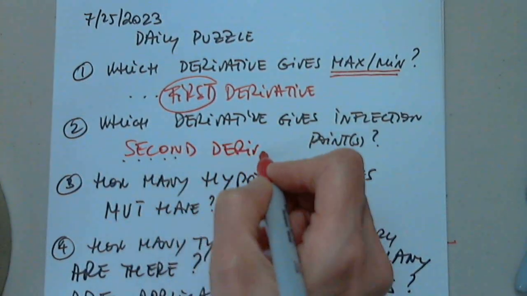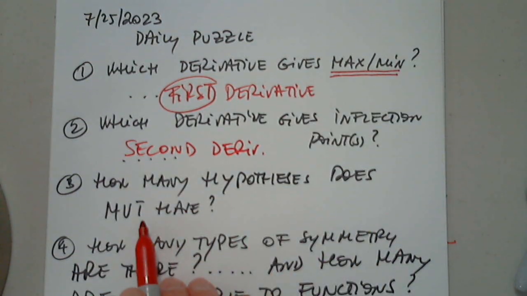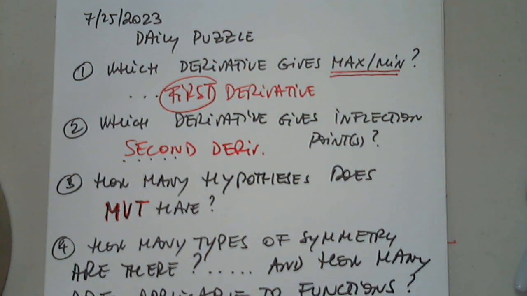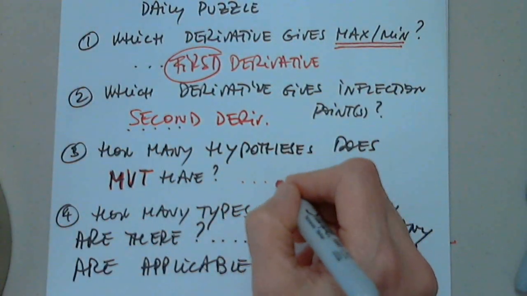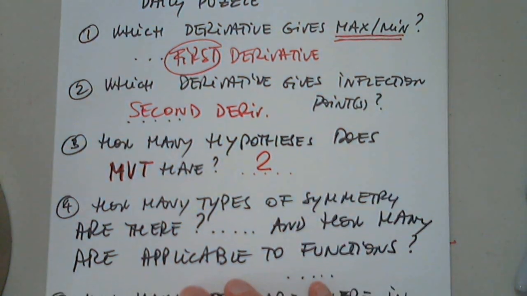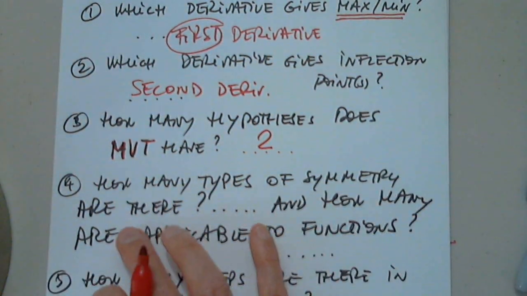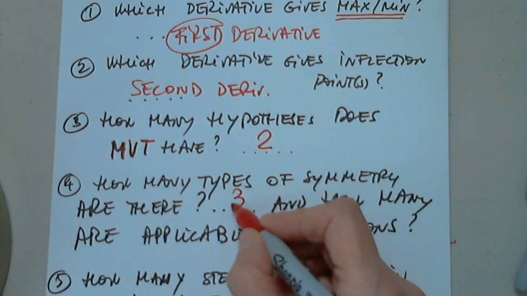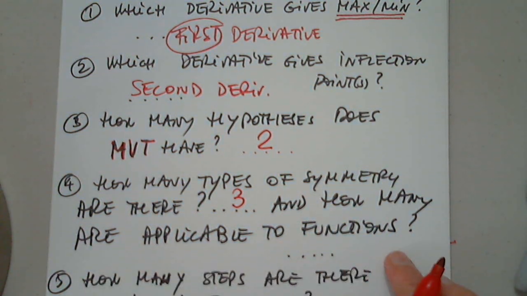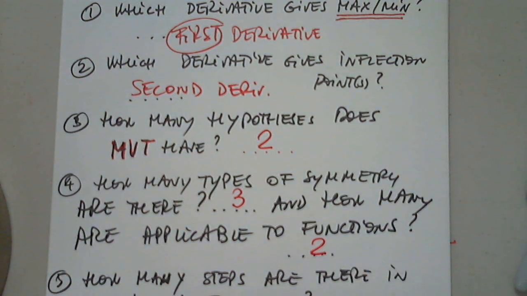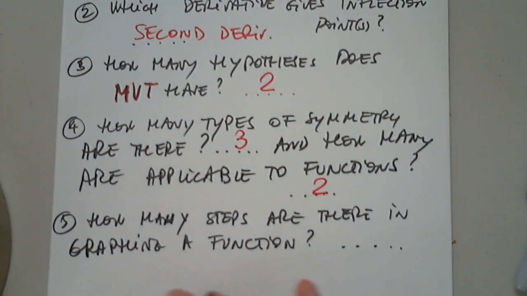How many hypotheses does MVT have? 2. 2, indeed. Only continuity and differentiability. How many types of symmetry are there? 2. 3. And how many are applicable to functions? 2. Exactly. How many steps are there in graphing a function?